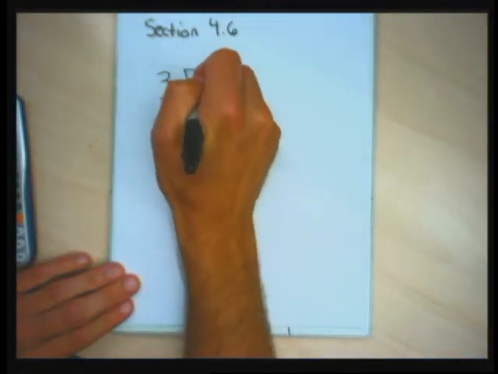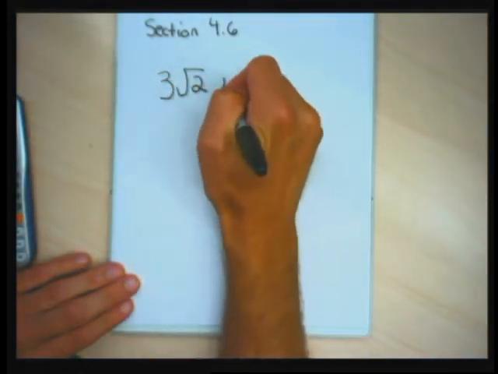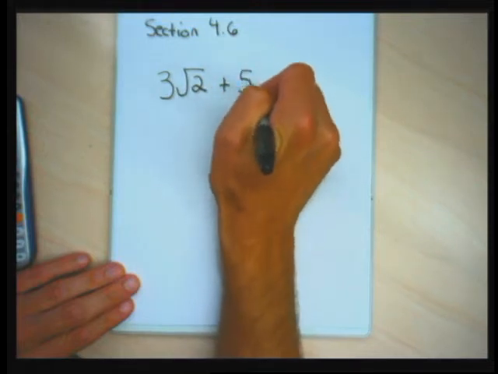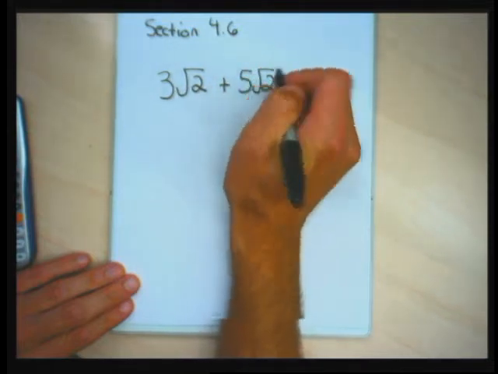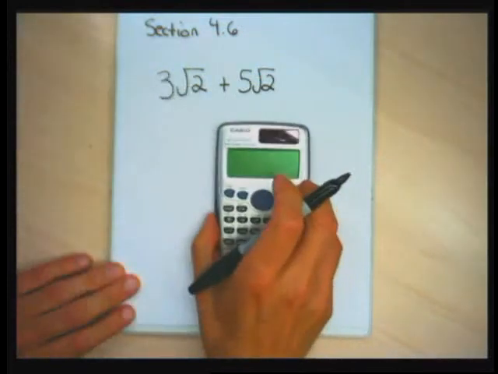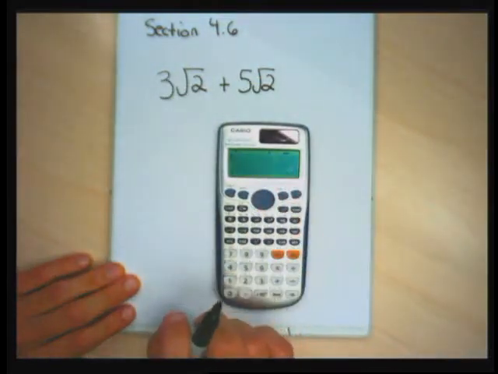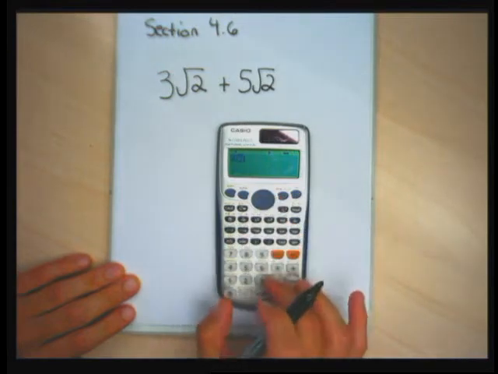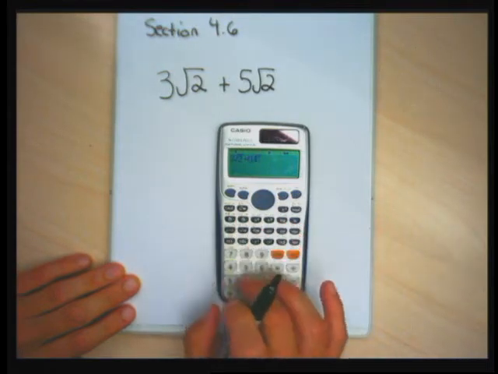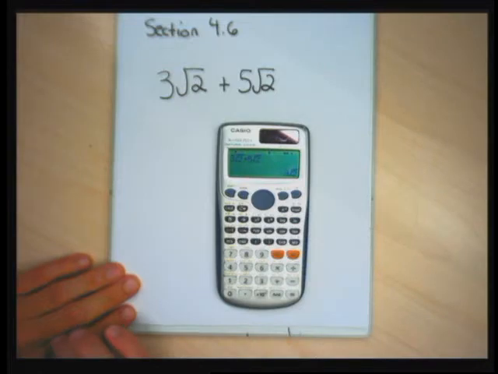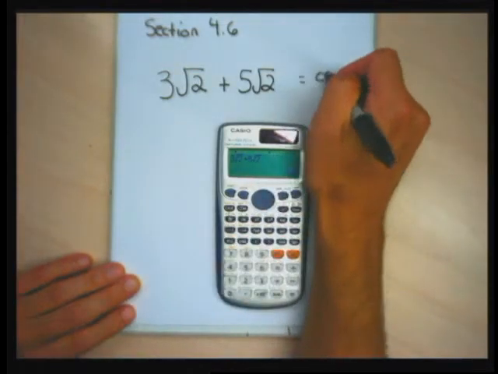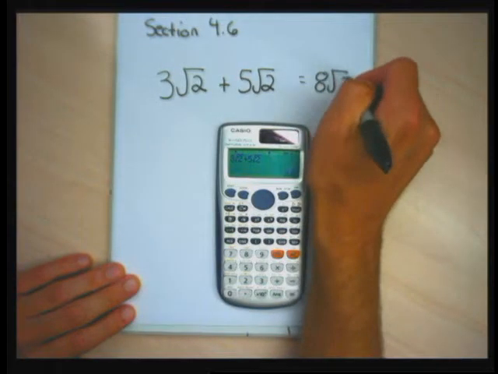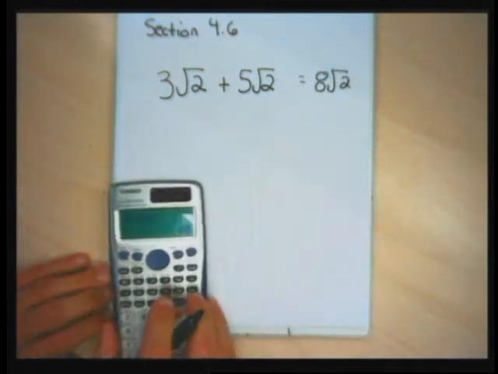So let me do something like this. 3 times the square root of 2 plus 5 times the square root of 2. I'll do this on my calculator. It will be obvious how to do it by hand once my calculator spits out an answer. So 3 square root of 2 plus 5 square root of 2, and you magically get an answer of 8 square root of 2.